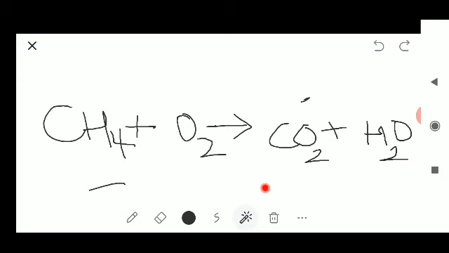Now check for oxygen also. In the reactant side we have 2 oxygen atoms, whereas in the product side we have 2 plus 1, here 2 and plus here 1. In total we have 3 oxygen atoms in the product side. Again, the oxygen atom is also not balanced. So our criterion is to balance both hydrogen and oxygen in this chemical equation.